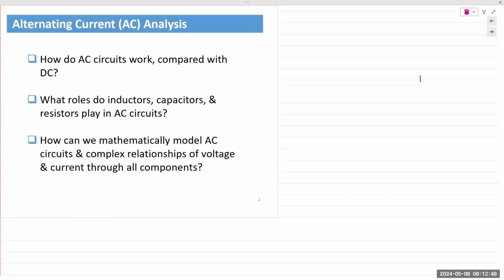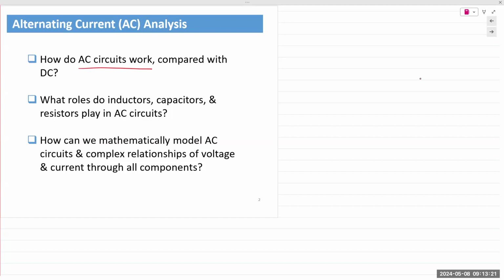Okay, so we will study how AC circuits work compared with DC, and how we can mathematically model the relationships between the voltage and current quantities for all these three components. Okay, so most of the chapter is not about new analysis technique. The analysis techniques are exactly the same as what we studied in chapters 1 and 2. No different. It's KVL, KCL, Ohm's law, everything just works as we learned earlier, right?